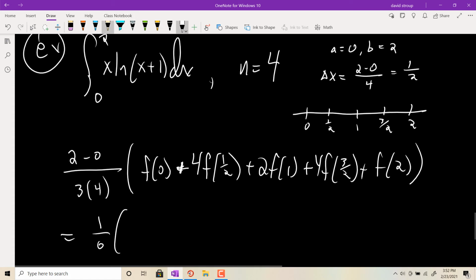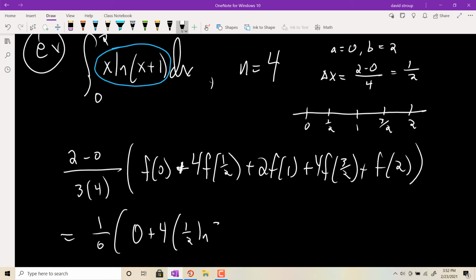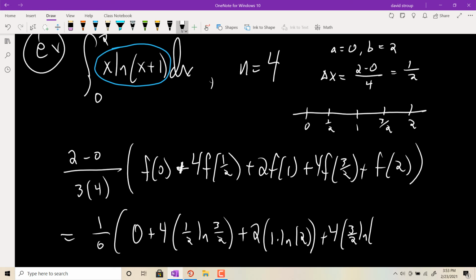And then our f of x function is just the thing inside the integral here. Okay, so I'll have f of 0 is just 0, plus 4 times, plug in 1/2, so I'll get 1/2 ln of 1/2 plus 1, which is 3/2, plus 2 times 1 times ln of 2, plus 4 times 3/2 ln of 5/2, plus 2 ln of 3.